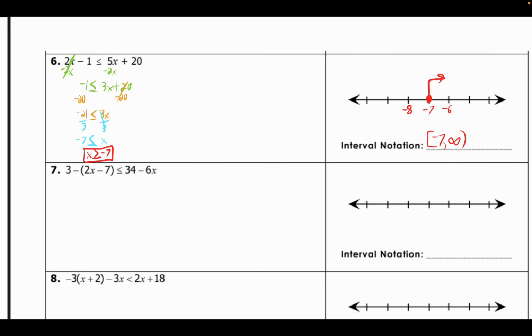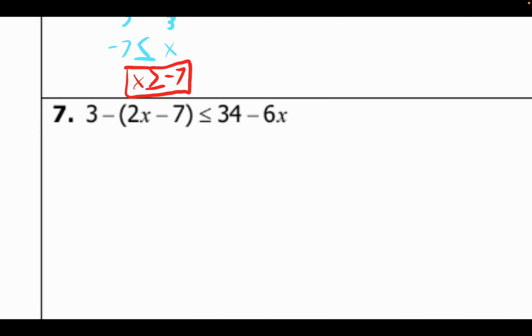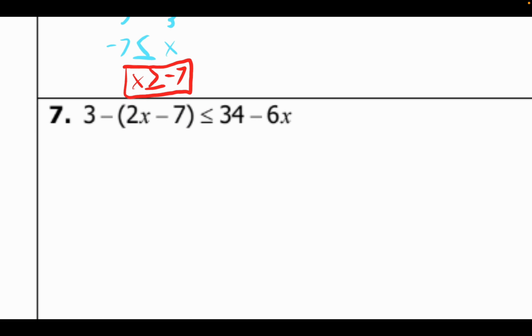Moving on to number 7 here. We have variables on each side, and we must distribute. However, the only thing we distribute here is a negative, so pretend this is a negative 1 and multiply it through, or what I like to do is just change this to a plus sign and change every sign inside the parenthesis to the opposites. So the positive 2x became negative, and the negative 7 became positive.